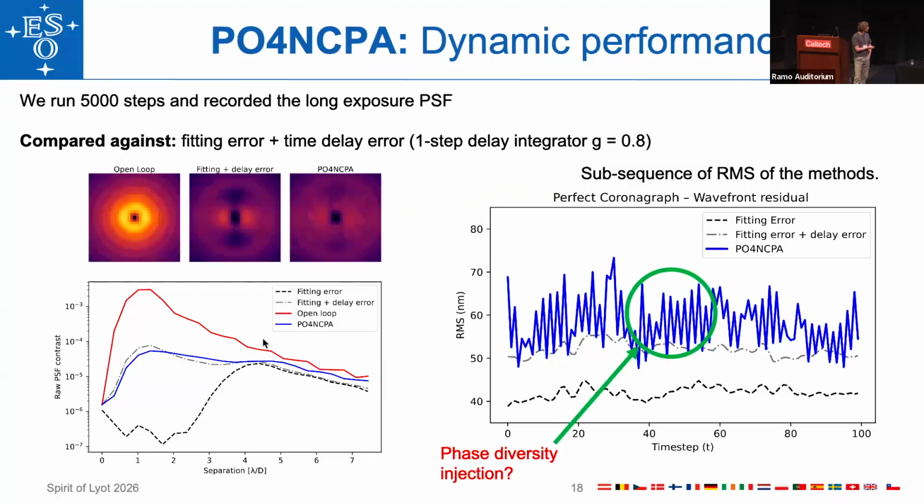So how does it work? From this image, we think it's introducing every second step some phase diversity, because the NCPA error is constantly changing, so it needs to solve for that.